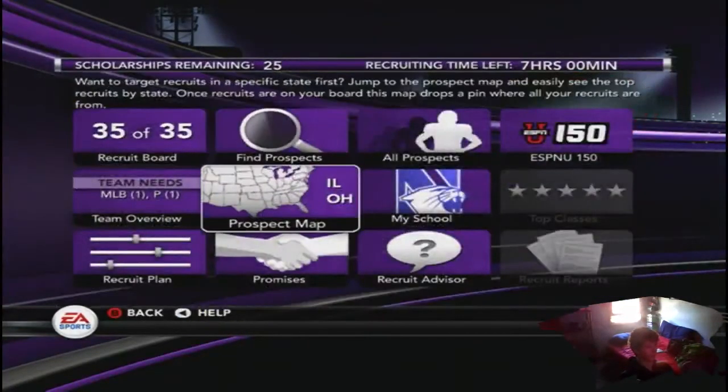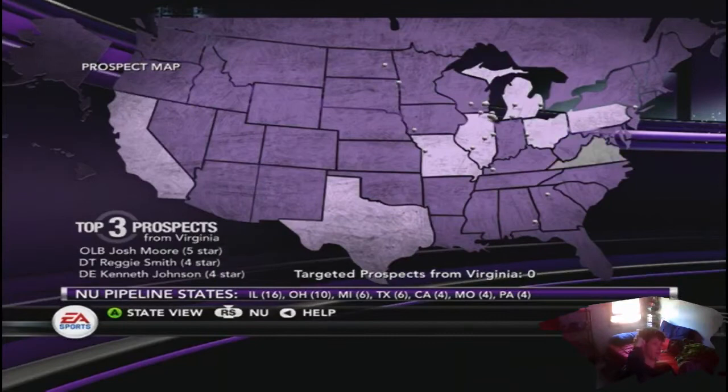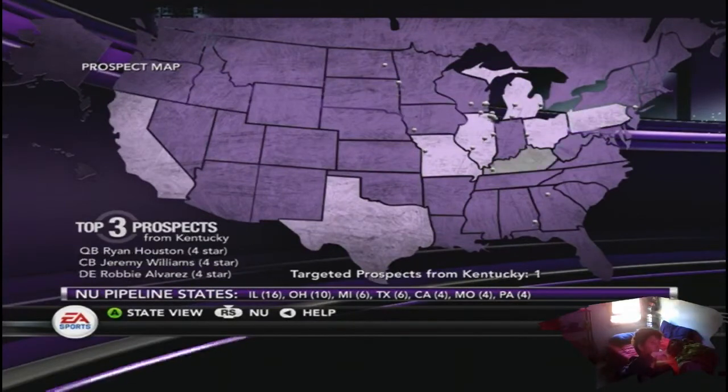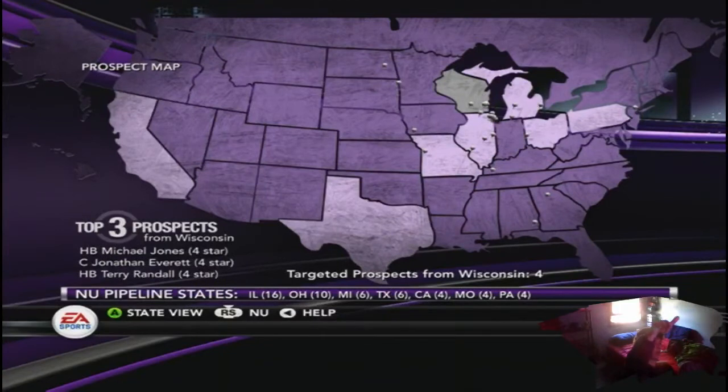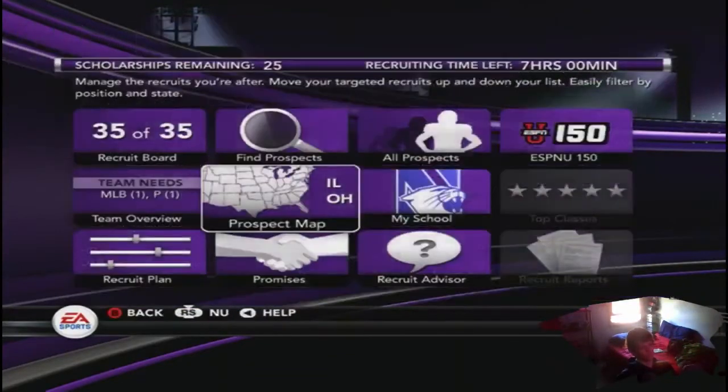So go back and see what our pipeline is, what teams we have. Our pipeline states are Illinois, Ohio, Michigan, Texas, California, Missouri and Pennsylvania. So if we get someone in Wisconsin, we won't get a bonus, because we're not in Illinois, Ohio, Michigan, Texas, California, Missouri, or Pennsylvania. If we get someone from Wisconsin, Indiana, Iowa, Minnesota, Florida, we won't get a bonus. We will just get like plus 47, not plus something bonus, because that's the pipeline. We'll say like plus 16 pipeline.